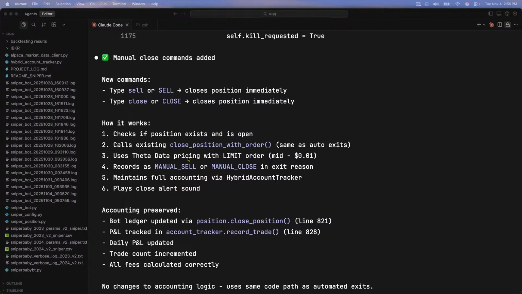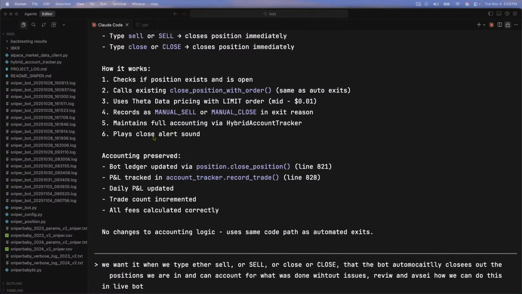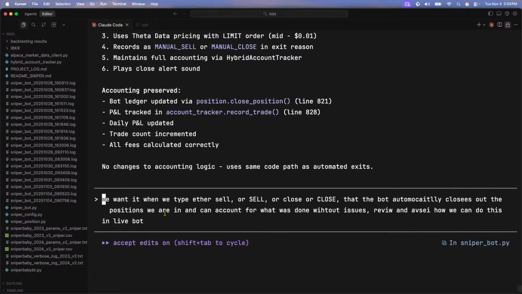New cell close immediately. Checks the positions are open. Calls close. Use for pricing. Records manual closing. Play close sound. Update ledger. Okay. Beautiful. All right. So that one's done.